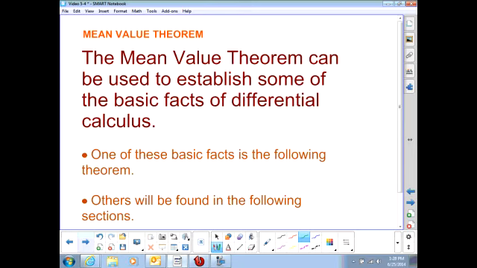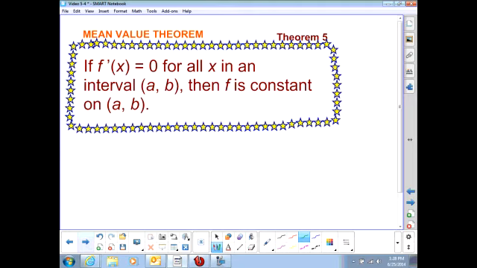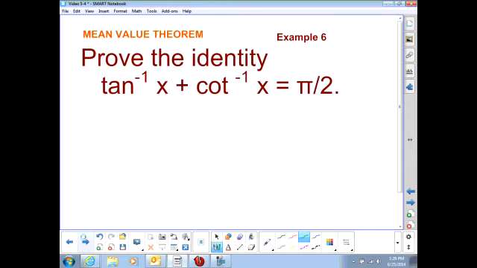Now, the mean value theorem can be used to prove some different results. One of them is the following. If your derivative is equal to 0 for all x in the interval, it means your function must have been constant. And that makes sense. If the slope of your tangent line at every point is going to be 0, it must just be a horizontal line. It must be a constant. We are going to use this theorem number 5 in the next question.